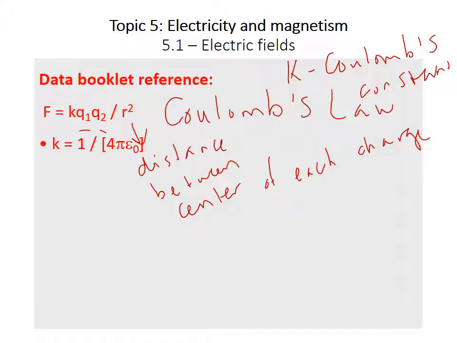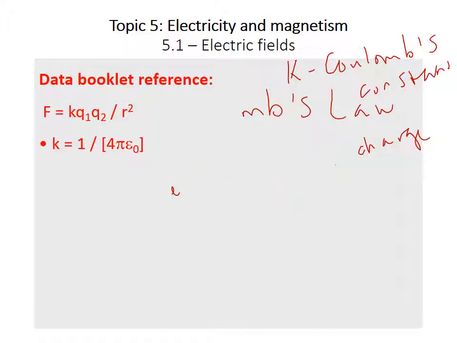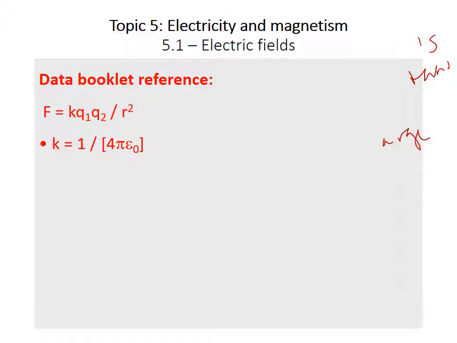We have this equation for the Coulomb constant. It is given in the front of the data booklet, but it can also be calculated by 1 over, in parentheses, 4 pi epsilon naught. This epsilon naught is the permittivity of free space. This is the Greek symbol epsilon. Epsilon naught is also given in the front of your data booklet.